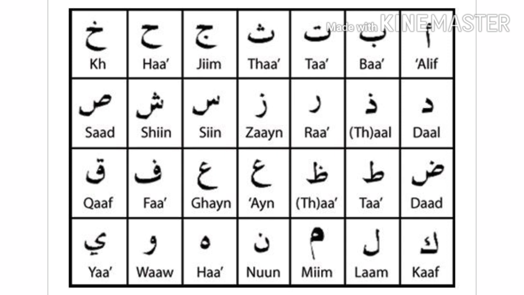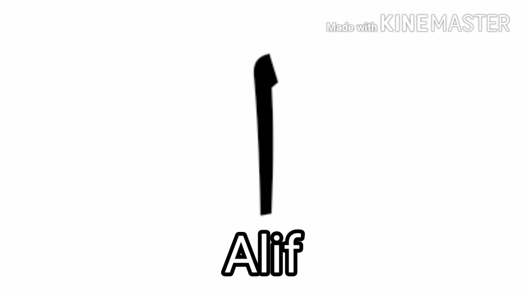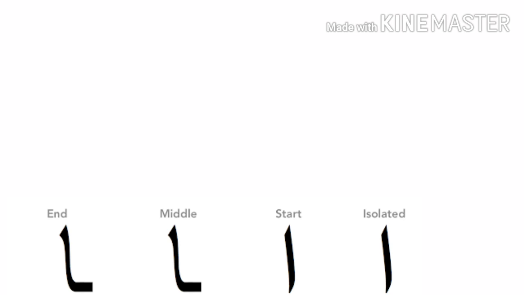And there are also 28 letters in the Arabic abjad. So let's go through them. First is Alif, which is simply a vertical line and it makes the A sound. This is one of the few letters in which the isolated and initial form is the same and the medial and final forms are the same. So here is how to write the forms.